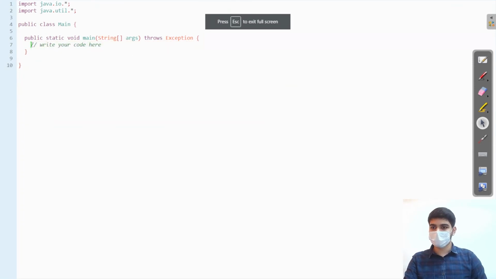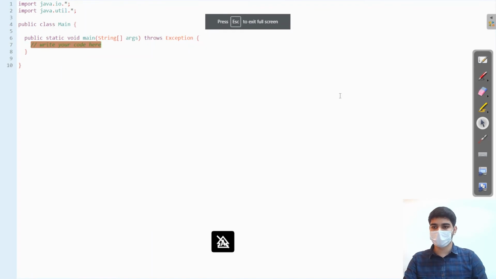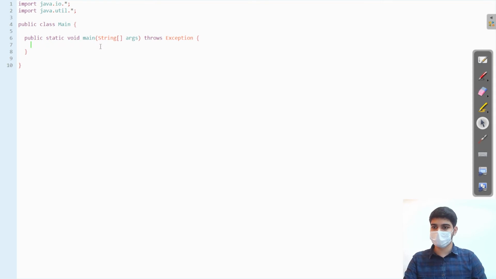So over here, what we have is a number n as input, right? So I would have a scanner object. So let's write that: Scanner sc is equal to new Scanner(System.in), right? Then n as input, sc.nextInt(), right?